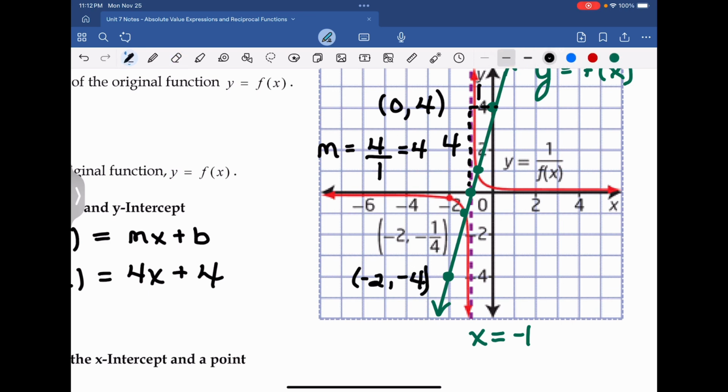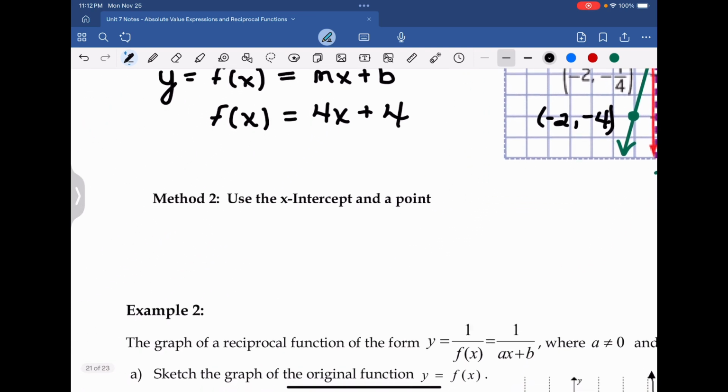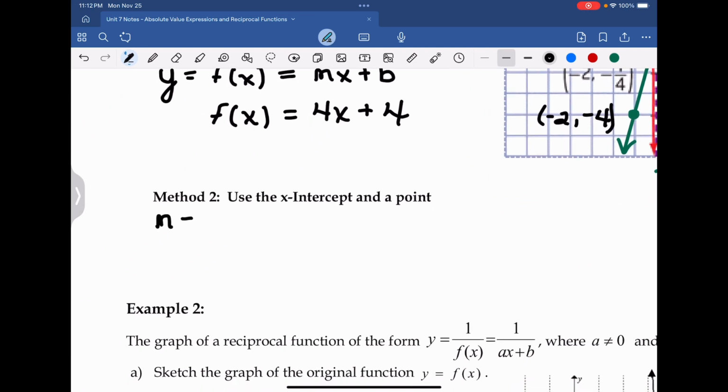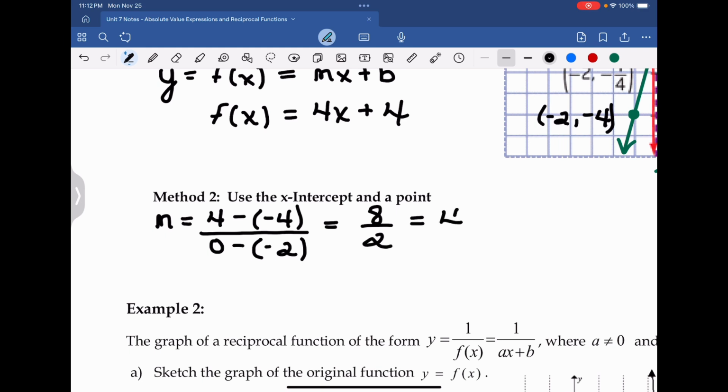Okay, if we were calculating slope using the y-intercept and this point down here, then it would look like the following. We would say m is equal to y2, which in this situation is +4, minus y1, which is -4, all divided by, in the denominator, x2, which is equal to 0, minus x1, which is -2. This is going to give us a slope of 8 divided by +2, which is equal to 4. So yet again, we get 4, no surprise, all good.